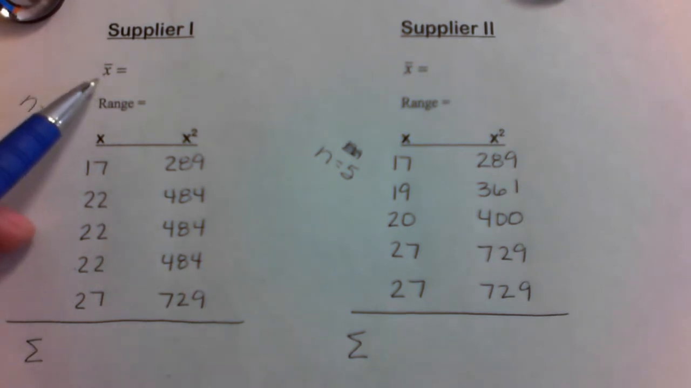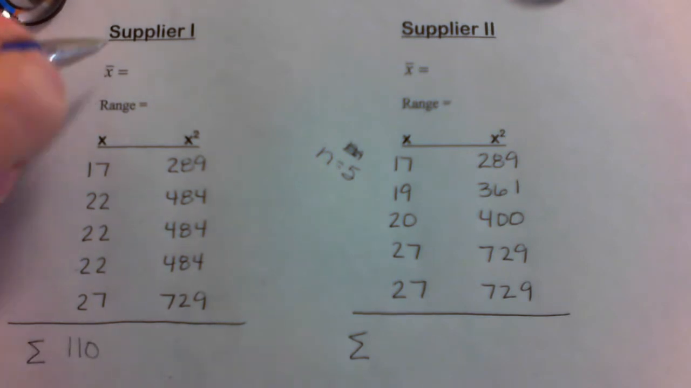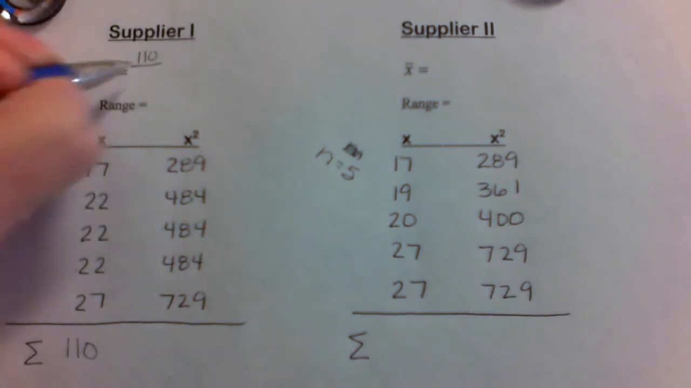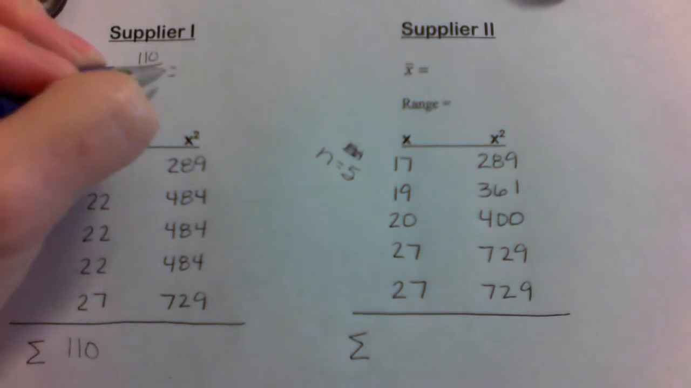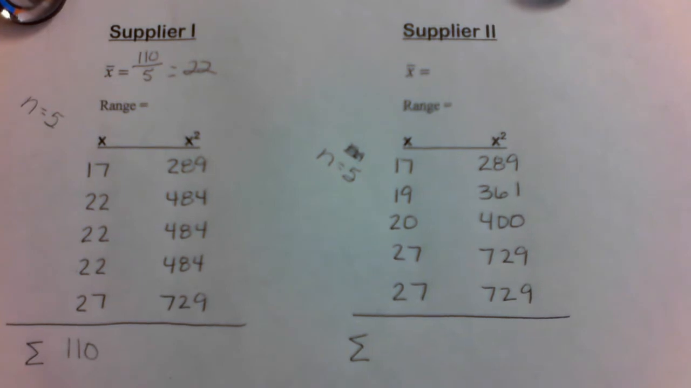So the first thing that I want to do is calculate their averages, or their mean. That way, if one of them is consistently a larger mean than the other, then I'm going to go with that supplier. And remember, the mean is add all the x values and divide by however many there are. So let's do this summation. 17 plus 22 3 times plus 27 gives us 110. So to find that mean, I would do 110 divided by 5, and we get 22. So on average, this supplier gives me boxes that weigh 22 ounces.